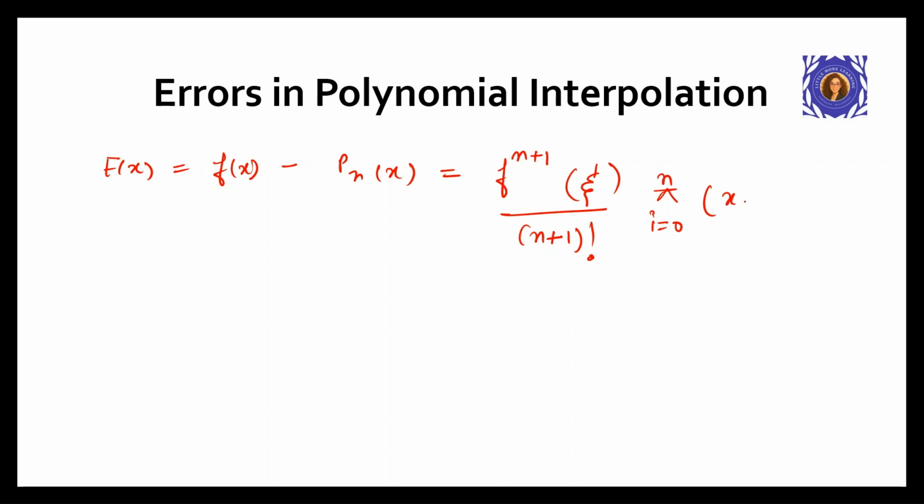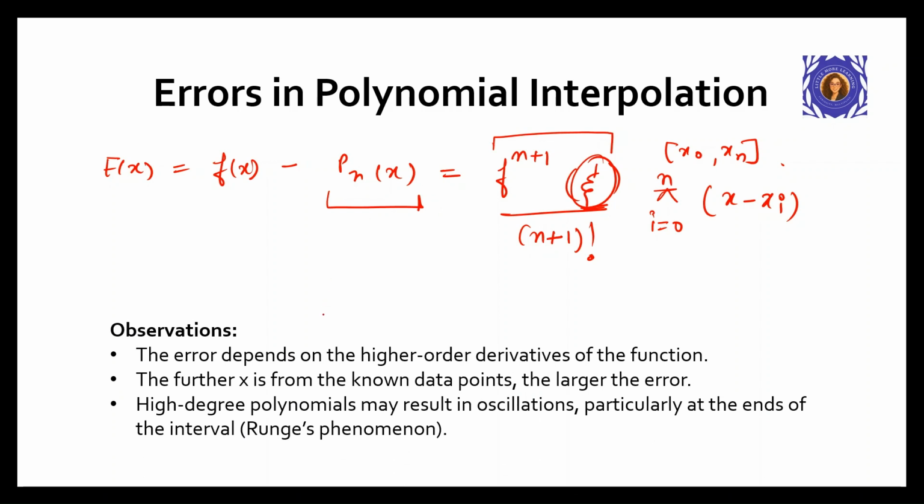of (x minus xi), where Pn(x) is the interpolating polynomial of degree n and the symbol belongs to x0 to xn, that is some value within the interval, and the entire term is the derivative of order n plus 1. Now, if you look at the observations, the error depends on higher order derivatives of the function. The further x is from the known data points, the larger is the error. High degree polynomials may result in oscillations, particularly at the ends of intervals. That is the Runge's phenomenon.